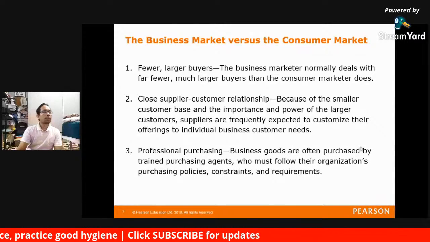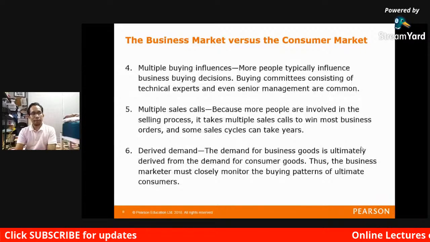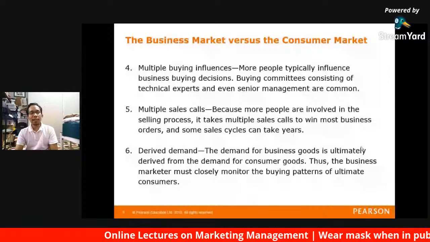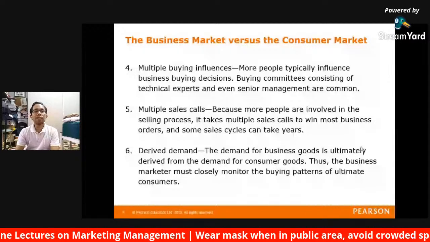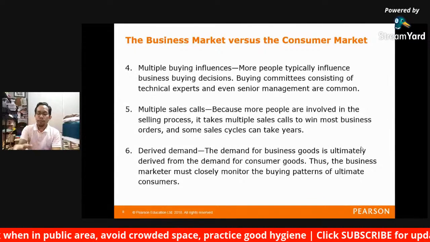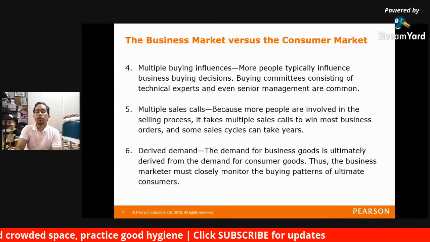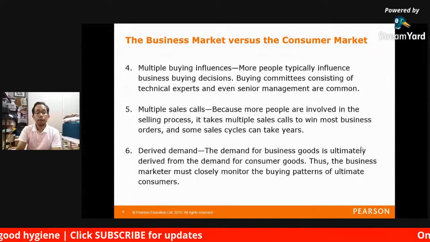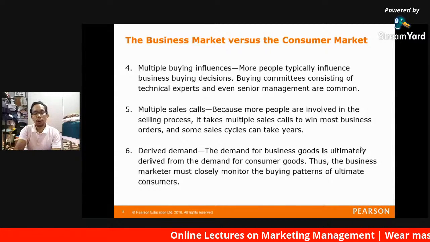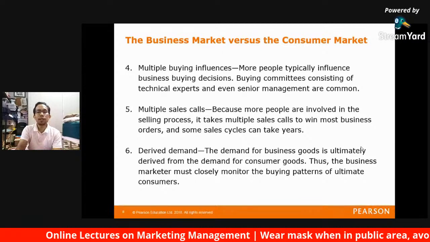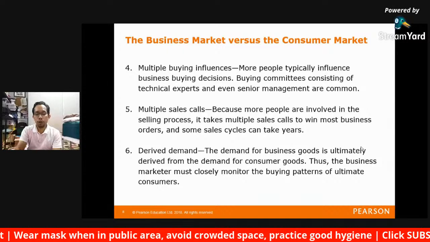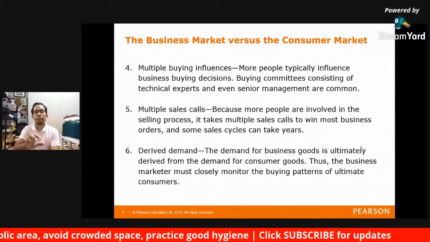Four, multiple buying influences. More people typically influence a business buying decision. The committees consist of technical experts and even senior management. For example, in the procurement committee, we have numbers, starting from the CEO, maybe your general manager, your procurement department, production department, finance department, marketing department, sales department, everyone in there.